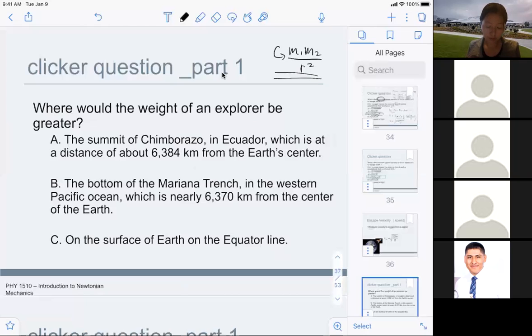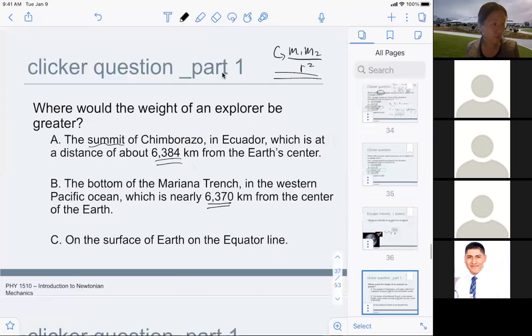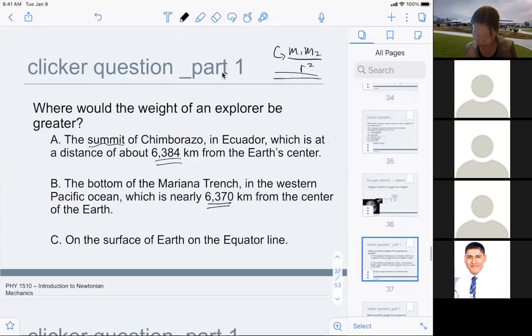For example, we are at the summit of this place, which is a distance of 6,384 kilometers from the Earth's center. Or if you're at a different place that is much lower, or on the surface of the Earth's equator line, I need to give you the numbers.